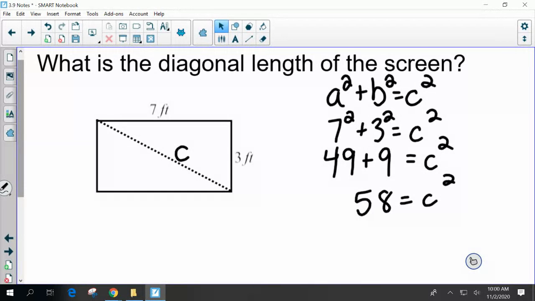And then I have one last step. Square root. What'd you get? 7.6. Okay. Is that right here? So 7.6 equals c. All right, so we're going to keep using this today, the Pythagorean theorem.